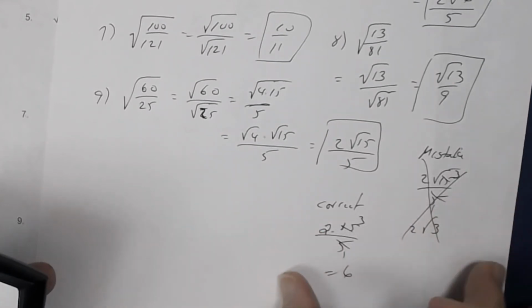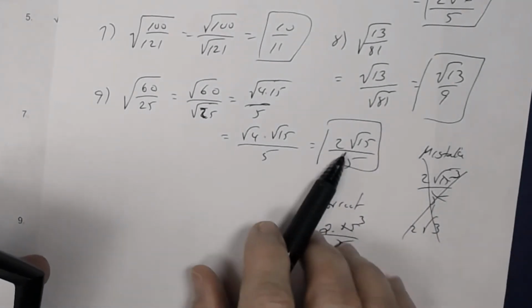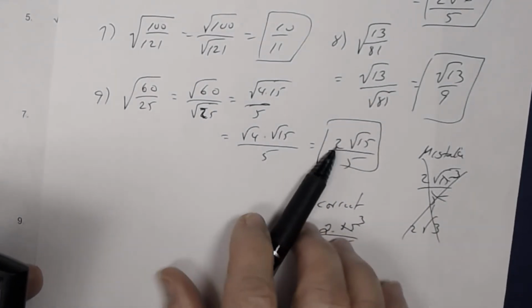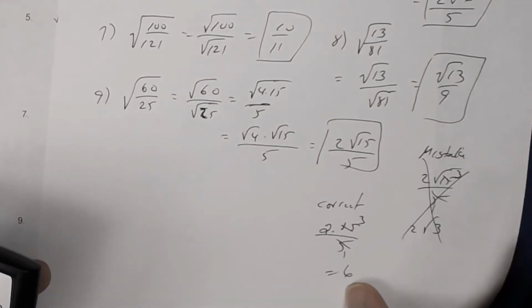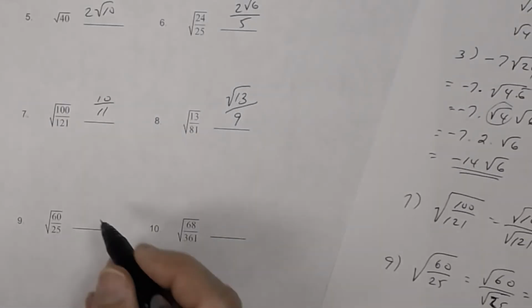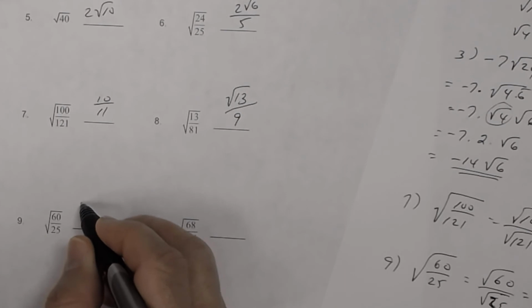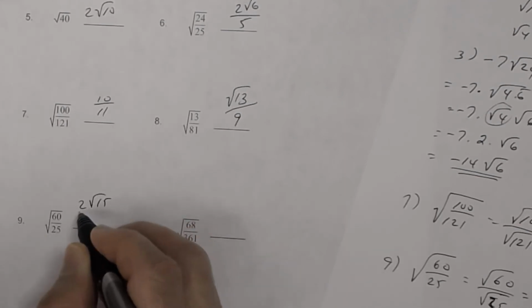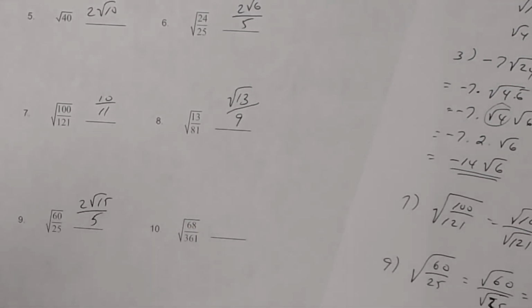So all this is to tell you, this is your answer. Don't do anything else. That's your answer. All right, so that's number 9. So I get 2 square root of 15 divided by 5.